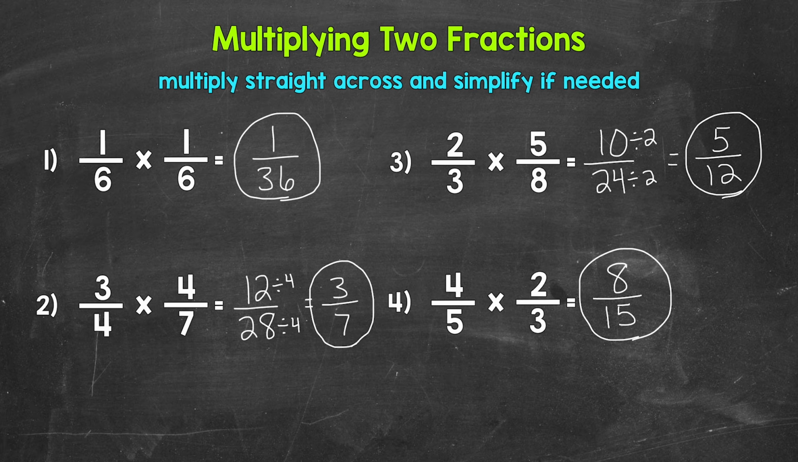For number 2, 3/4 times 4/7 equals 12/28, which can be simplified. Our final simplified answer, 3/7. Moving on to number 3, we have 2/3 times 5/8. That equals 10/24. But we were able to simplify that, and our final simplified answer, 5/12. And then lastly, for number 4, 4/5 times 2/3 equals 8/15, which is in simplest form.